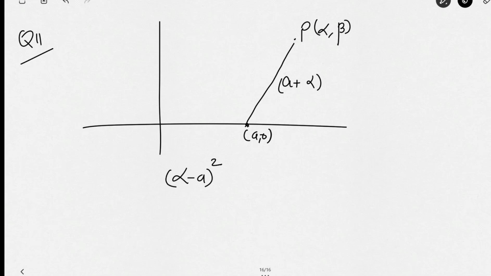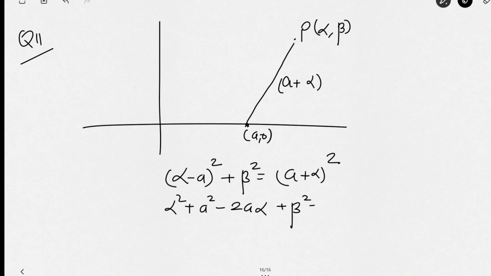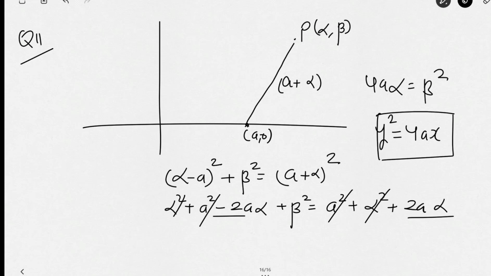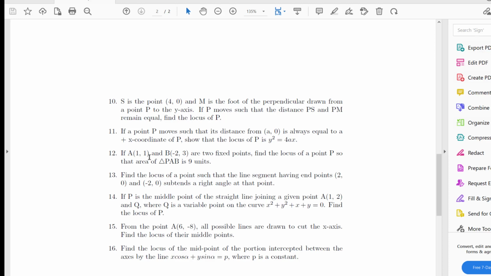Alpha minus A, squared, plus beta square equals A plus alpha, squared. So alpha square plus A square minus 2A alpha plus beta square is A square plus alpha square plus 2 alpha A. These all cancel out. What is left? 4A alpha equals beta square, or y square equals 4ax. This is what we had to prove. Let's move to the next question.